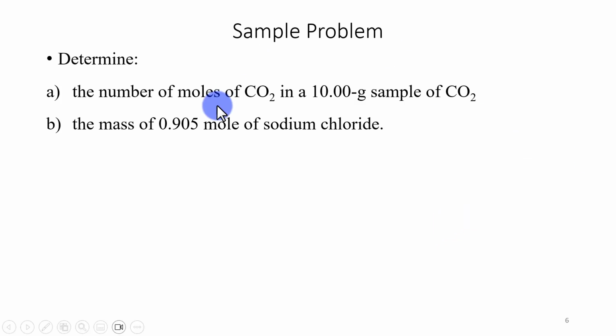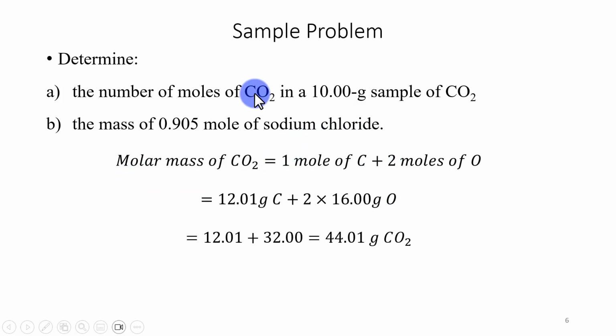Here's a sample problem. Determine the number of moles of CO2 in a 10 gram sample of CO2. Looking at my flow chart, I'm starting with a mass and I want to determine moles. What do I need to do? I need to figure out the molar mass of CO2 first before I can convert to moles. Here's how I'd go about it. I have 1 mole of carbon plus 2 moles of oxygen. 1 mole of carbon weighs 12.01 grams if you look in the periodic table. And then I'm adding to that 2 times each mole of oxygen weighs 16 grams. So 2 times 16, 12.01 plus 32 gives me 44.01 grams. And that's the molar mass.